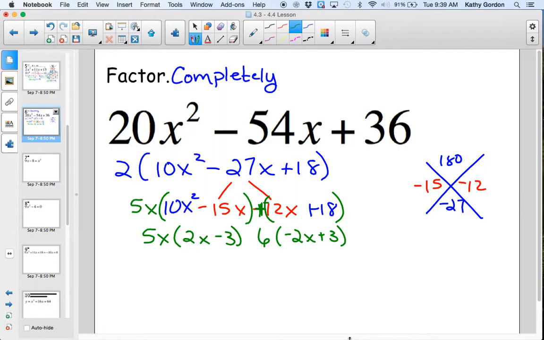Can I make it work? You take a negative out. Yeah, take the negative out with the 6. So instead of taking a positive 6 out, take a negative 6 out. Right? That means it's going to be a positive 2x and then minus 3, and now I've got the match. Make sense?